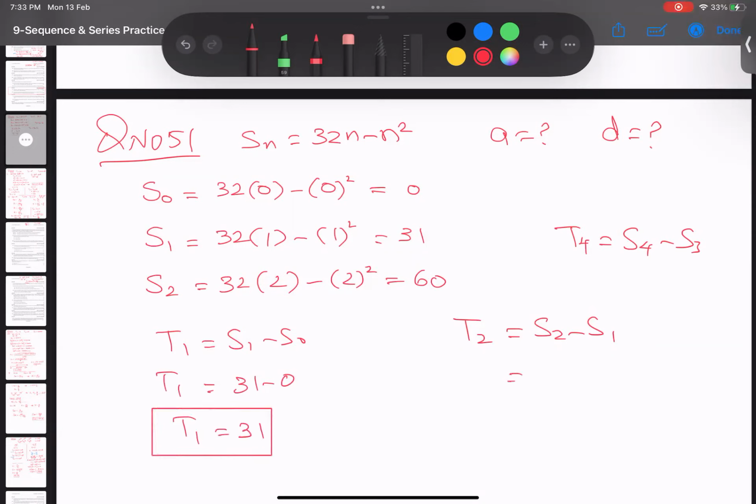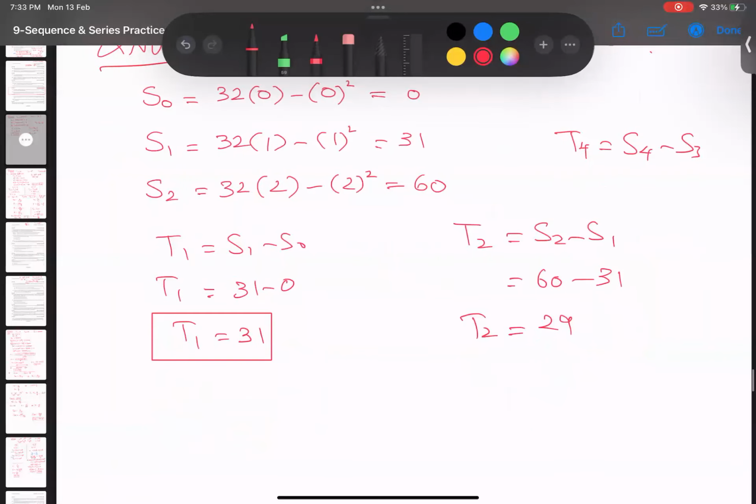Now let's go for the second term. S2 is, sorry, here I have to check it. Yeah, S2 is 60. S1 is 31, and I got 29. The second term is 29. But what is he asking for? The common difference. In common difference, all of you know it is T2 minus T1, so it means 29 minus 31. So the common difference is coming here, -2.